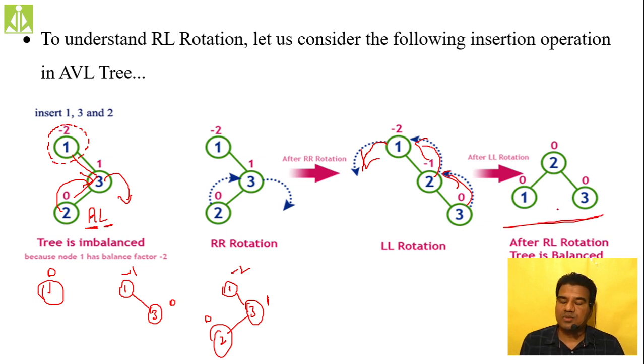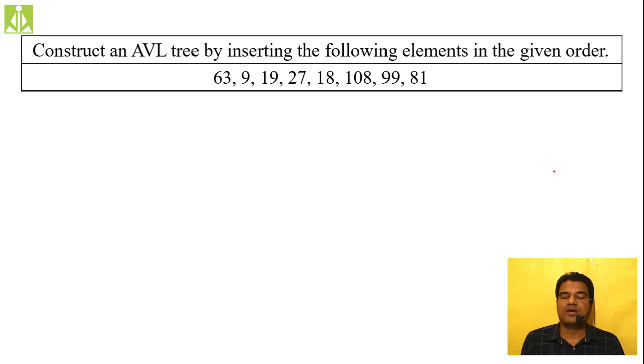And after getting this one, again you calculate the balance factors, and all the balance factors are zeros, so the tree is balanced now. So in this way we perform the rotations inside your AVL tree.